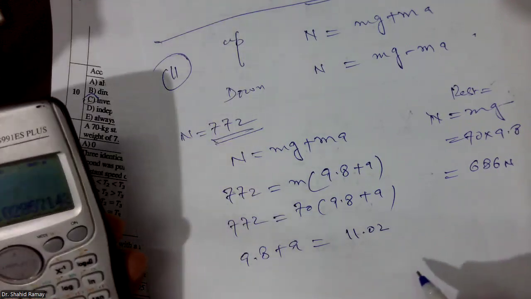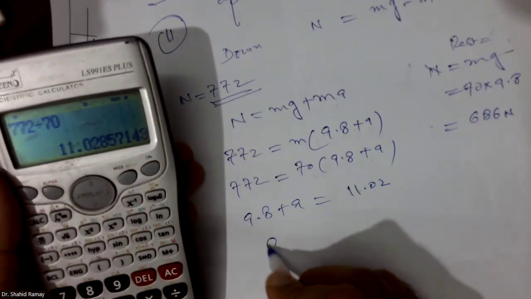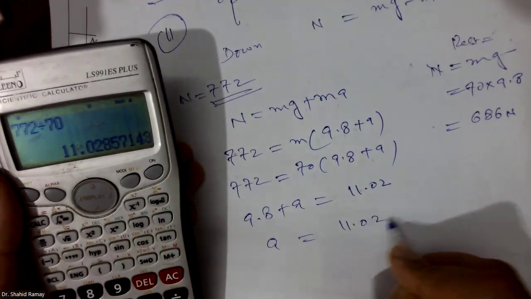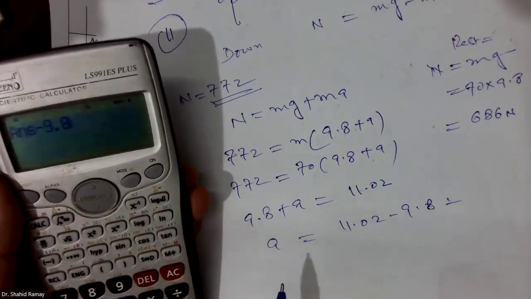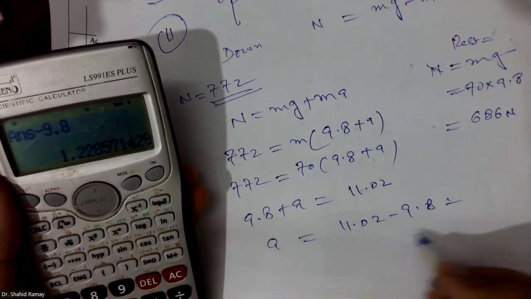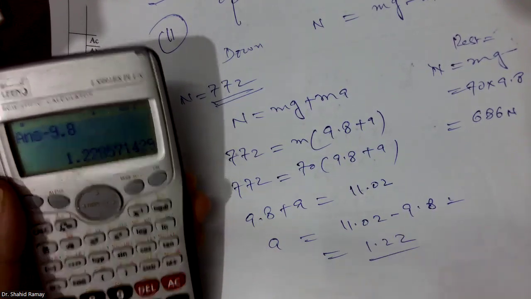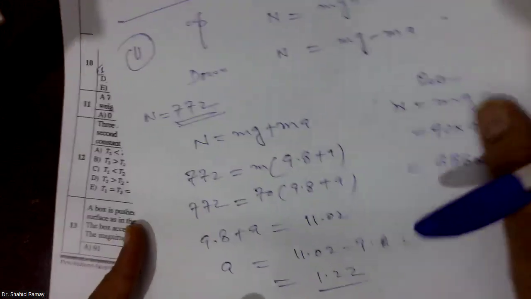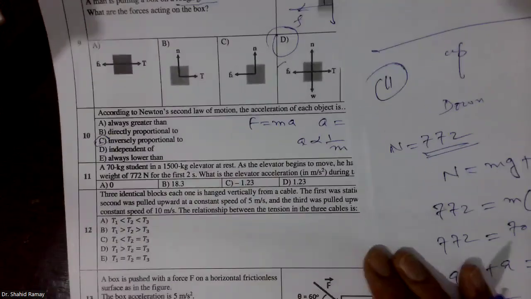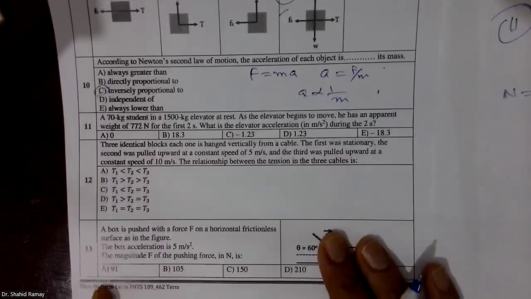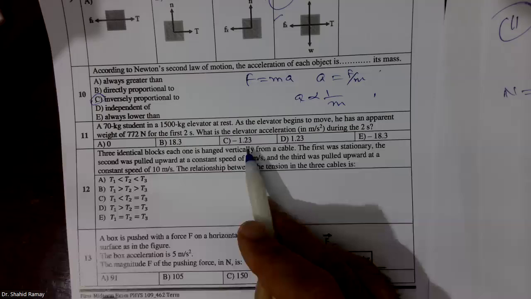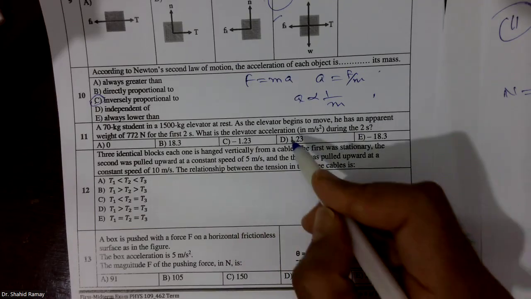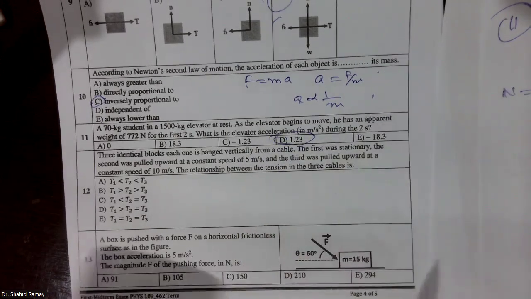11.02. So a will be 11.02 minus 9.8. So the answer is 1.22. So in this way, you can solve this one. Here you can see the answer is given as 18.3 minus 1.2. No, it is moving up. So 1.23. So this is the answer.